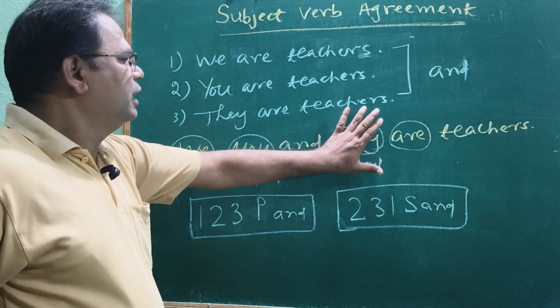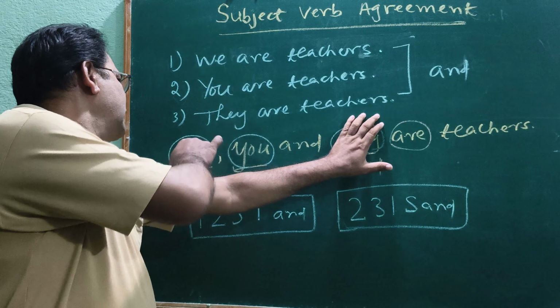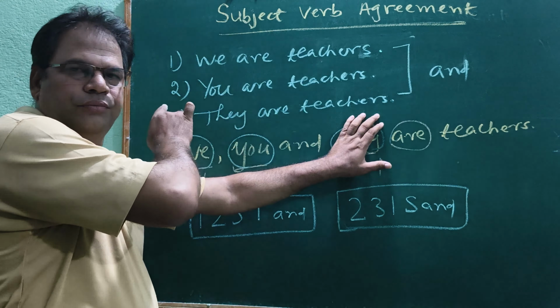Okay. If third person is not there, we may say we and you. If second person is not there, we and they. If the first person is not there, we can say you and they.